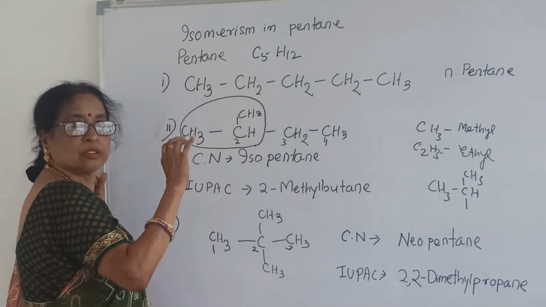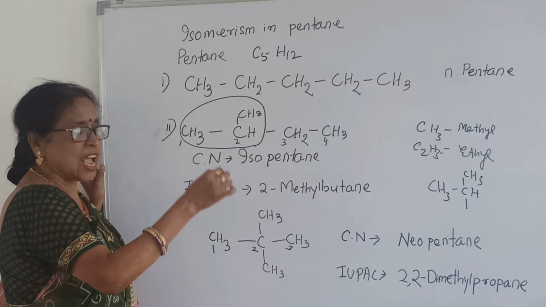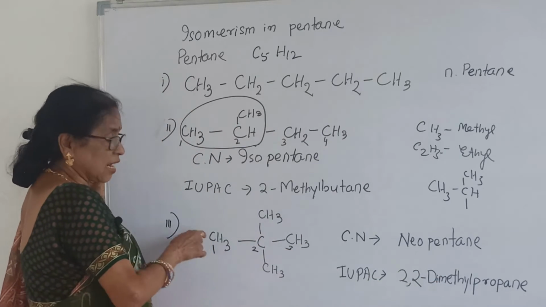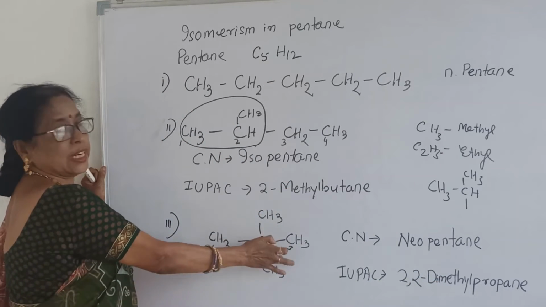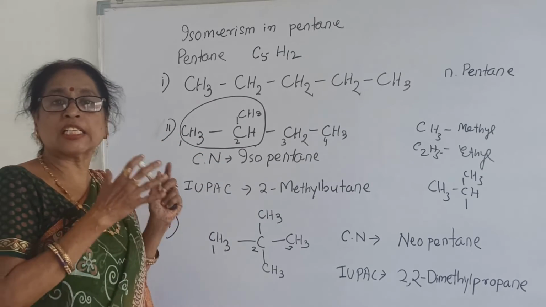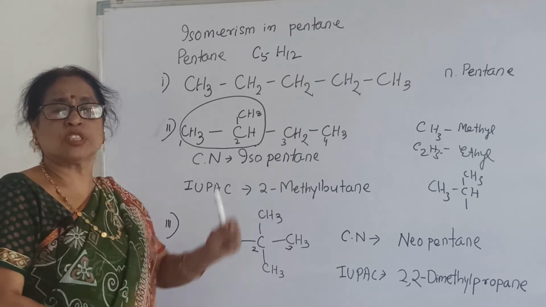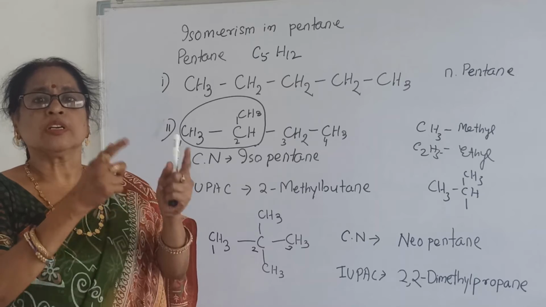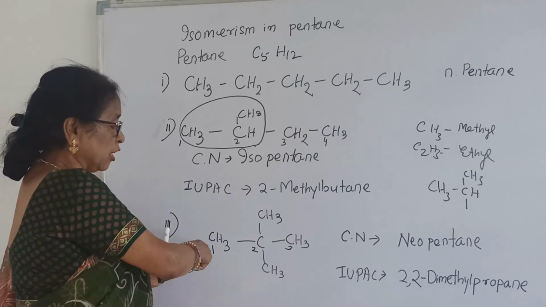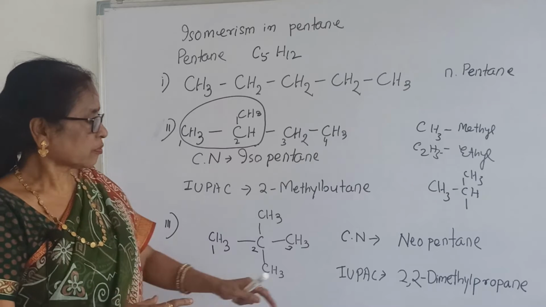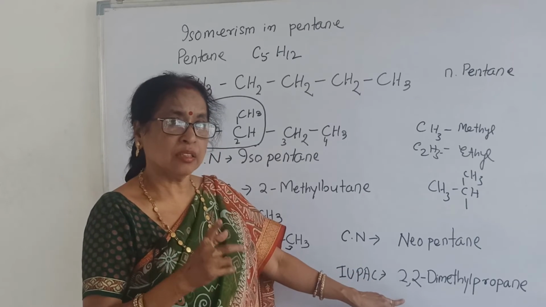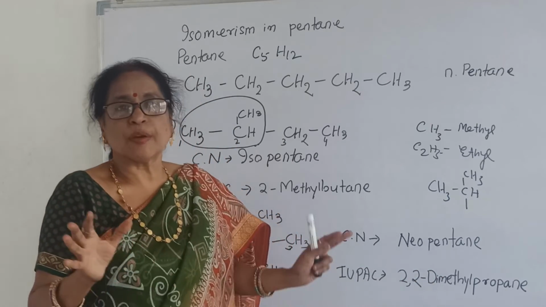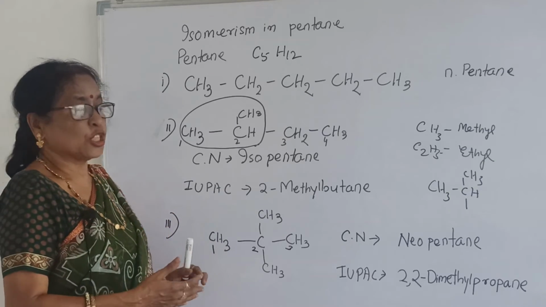2,2 means positions, in 2 also a position and 2 also a position. So 2,2-dimethyl, and the house itself is propane, 1, 2, 3. This is the main house. The longest carbon chain is the main house. In the main house, in 2 position, above 1 CH3, below 1 CH3, that is 2,2-dimethyl. What is the long chain? 3 carbon, propane. See here, after 2 comes a comma, that is the rule, then a hyphen, and there is no capital letter and no gap. Then we will proceed to hexane.